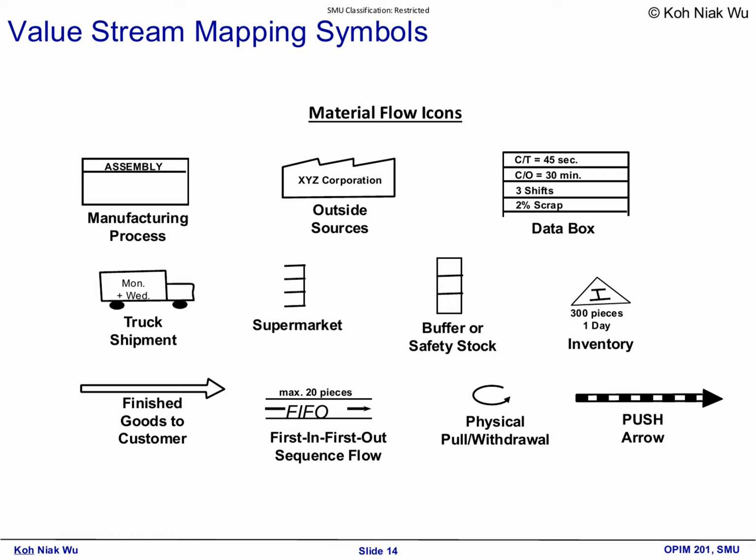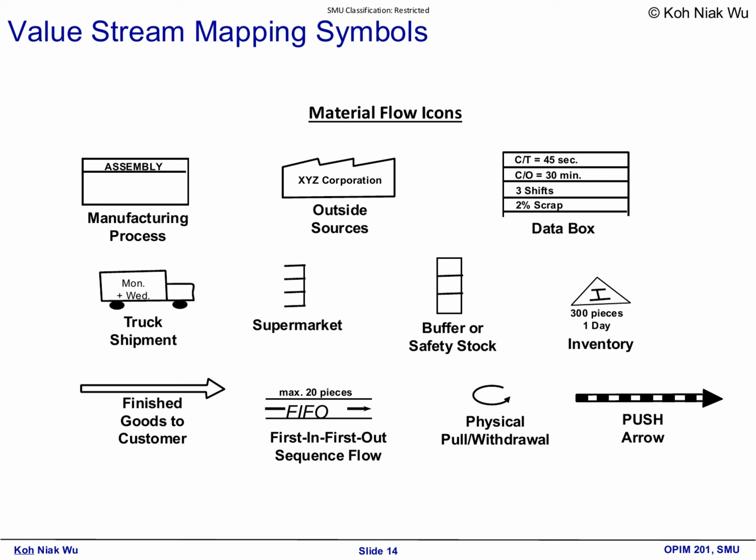These are key material flow icons in value stream mapping. Manufacturing process. This symbol represents the steps involved in production. It shows how raw materials are transformed into finished goods. Outside sources. This symbol represents the activities that have been outsourced to another organization. Data box. This box contains important metrics. It includes cycle time, setup time, and scrap rates. These metrics help assess the efficiency of the process.